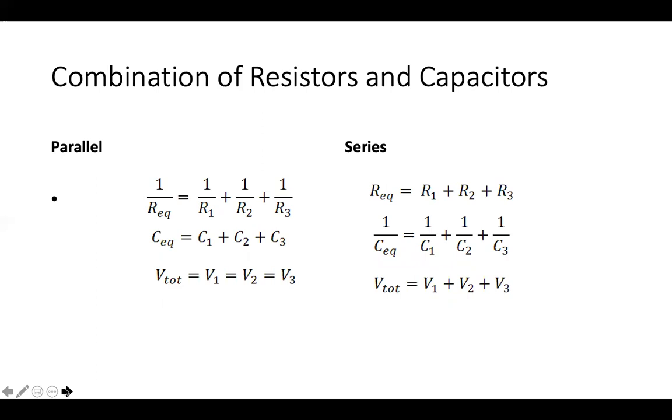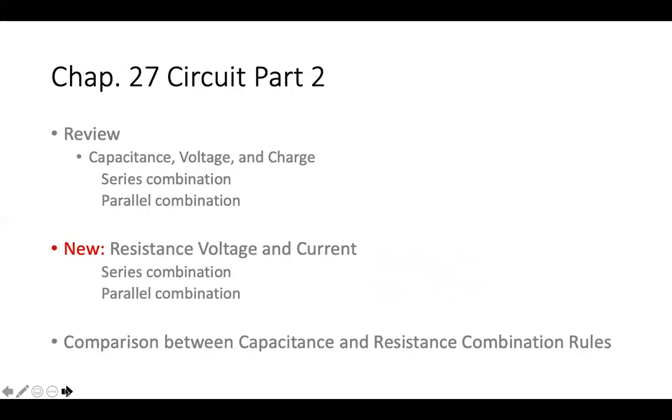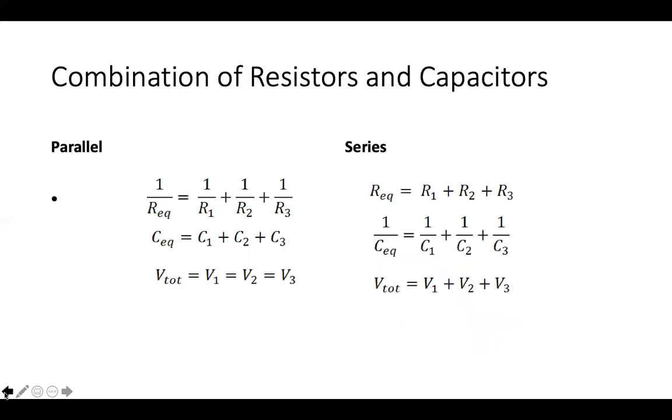So the last part is we're going to compare the combination of resistors and capacitors to see the difference. We see for series combination, the resistors will add up directly. The capacitors will go by the inverse rule. Well, for parallel, it's the opposite. So this is for your reference.